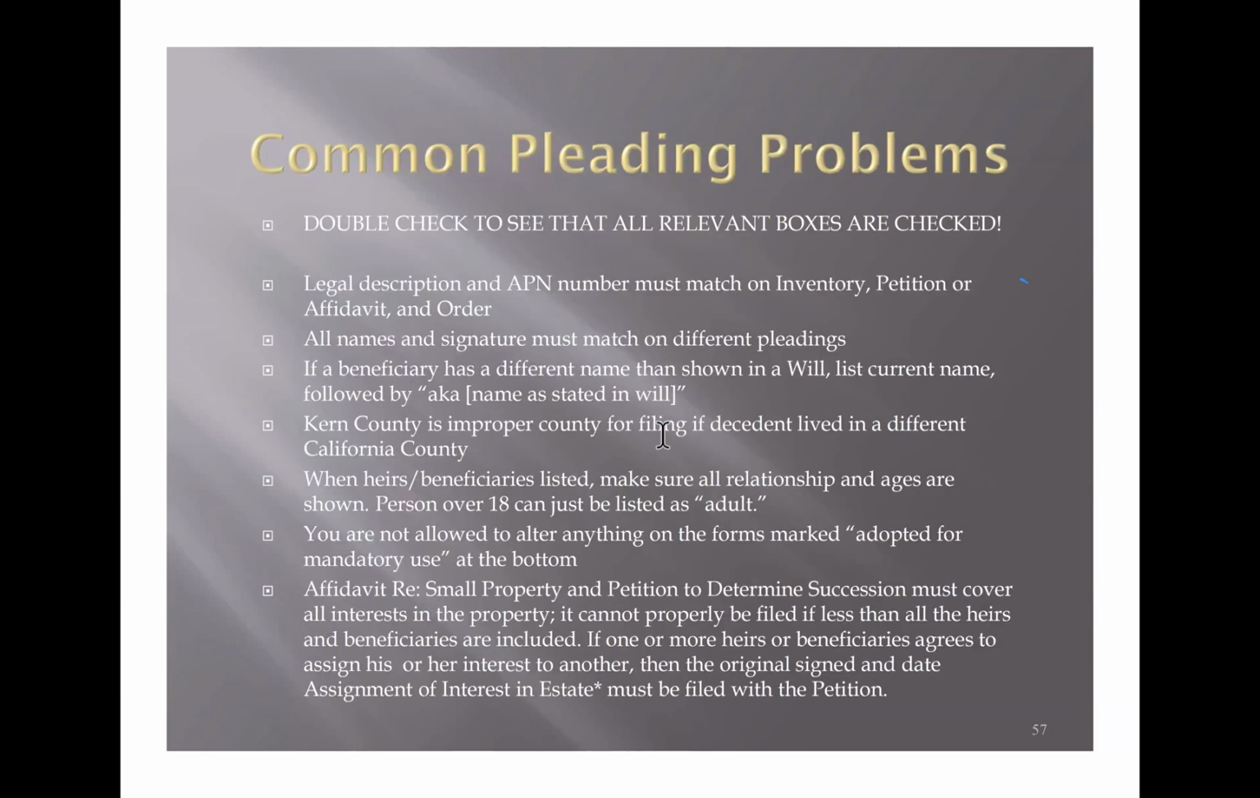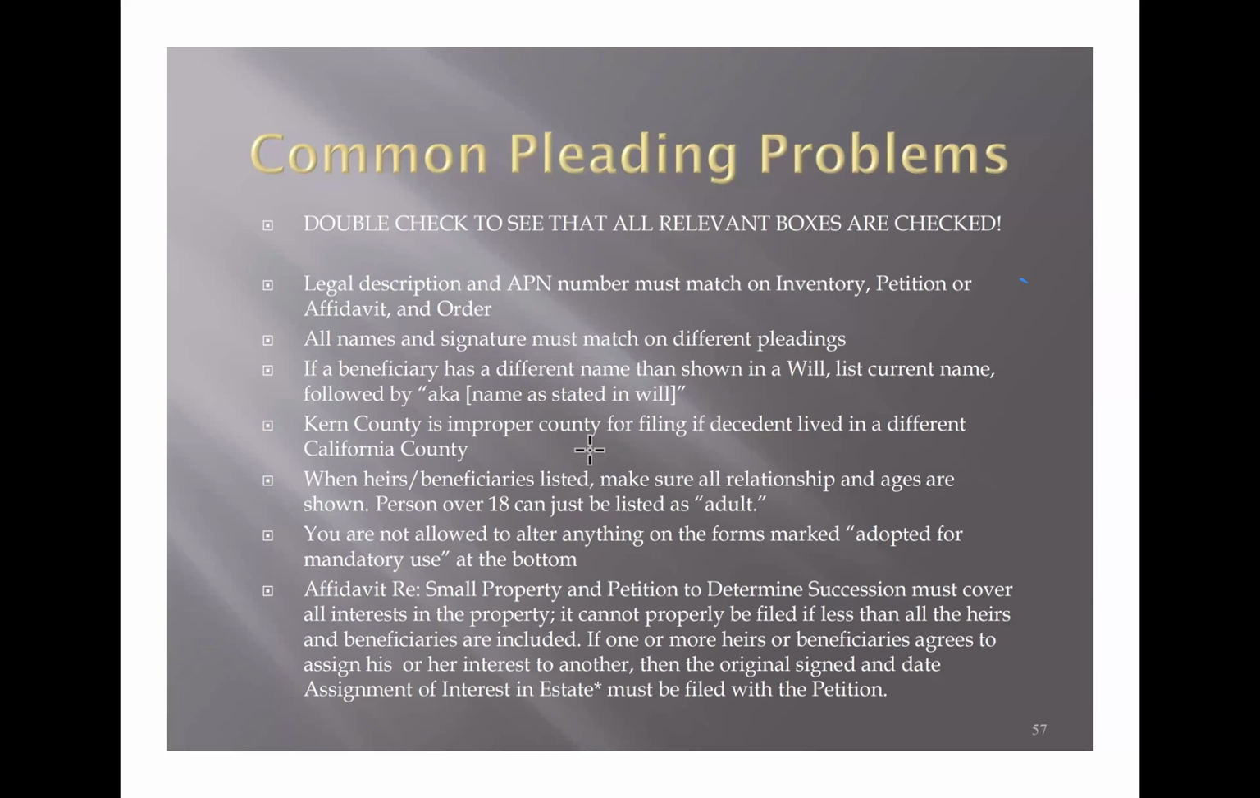Common pleading problems: you didn't check all the boxes you need to check, or your legal description and APN number doesn't exactly match on the inventory and appraisal and on your petition and order. Okay. Make sure, as I said, all names and signatures match. If a beneficiary now has a different name than the name in the will, you will list their current name, like Mary Smith, that's her married name, followed by AKA Mary Anderson, and that would be the name that was listed in the will.